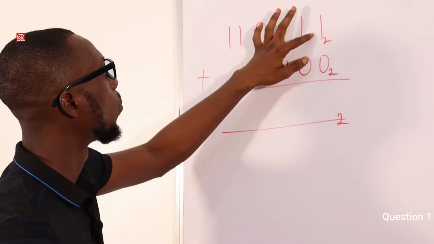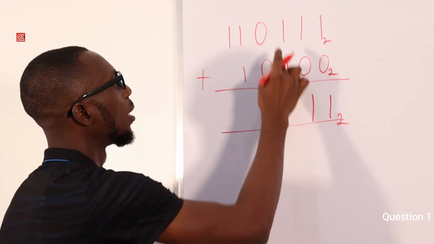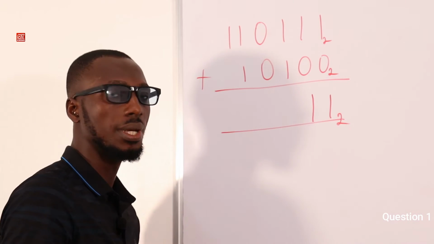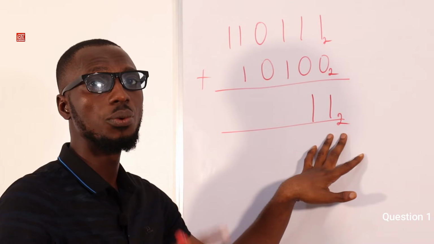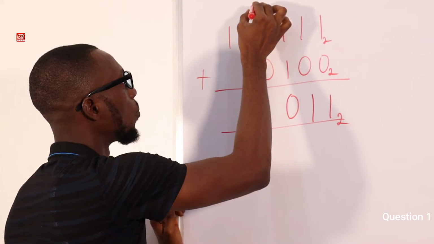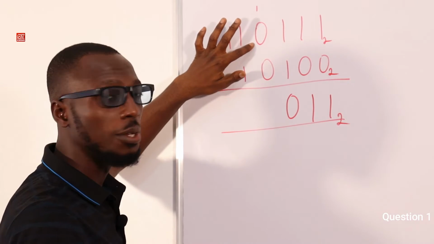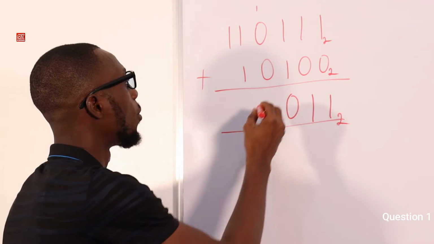So let's add up. 1 plus 0, we have 1. 1 plus 0, we have 1. 1 plus 1, we have 2. 2 in base 2 is 1 remainder 0. So we put down the remainder first. We carry the 1. Can you see that? So 1 plus 0, we have 1. 1 plus 0, we have 1.